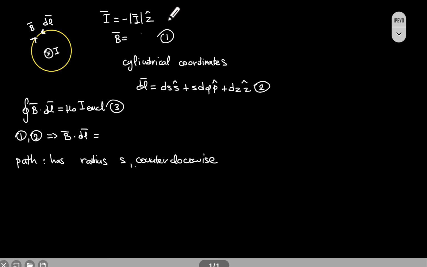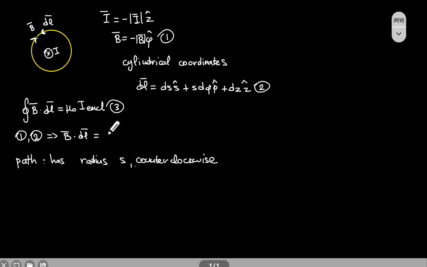So my current is pointing in the negative z direction. Because of that, I know that the magnetic field will be curling around that current, around that wire, in the negative phi hat direction. I continue to use the cylindrical coordinate system, and this is the dl in the cylindrical coordinates. I have written down Ampere's law, and now I'm going to calculate using equations 1 and 2.